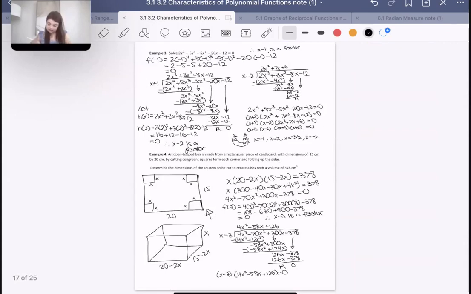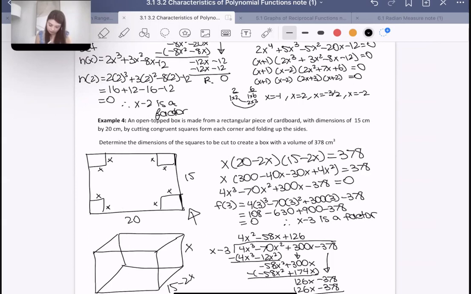And that's interesting. I was expecting there would just be one possible answer based on the way this is worded, of determine the dimensions of the squares. It kind of implied there was only one answer, but there are actually 2 valid answers that do apply here. So that's very interesting.